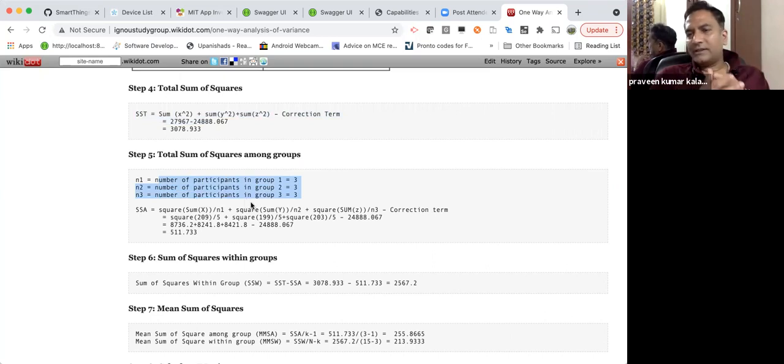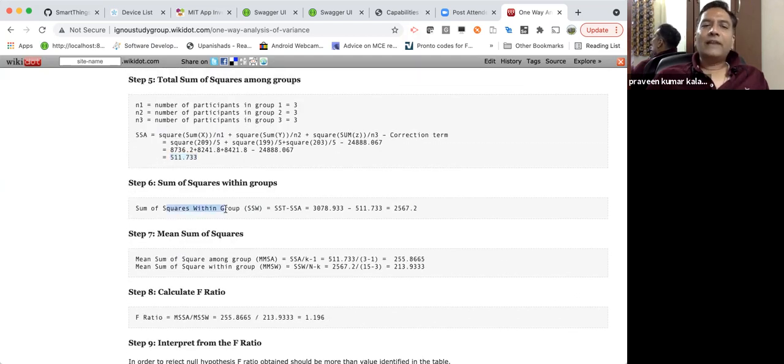There are two terminologies that you can use. Somehow I feel "between groups" is much clearer than "among groups", right? So the total sum of squares between the groups, how do you actually determine? You calculate the square of sum divided by n1, so you calculate it separately for every group. That is group 1: square of sum of x divided by n1, square of sum of y divided by n2, square of sum of z divided by n3, and removing the correction term. This is what is sum of squares among groups.